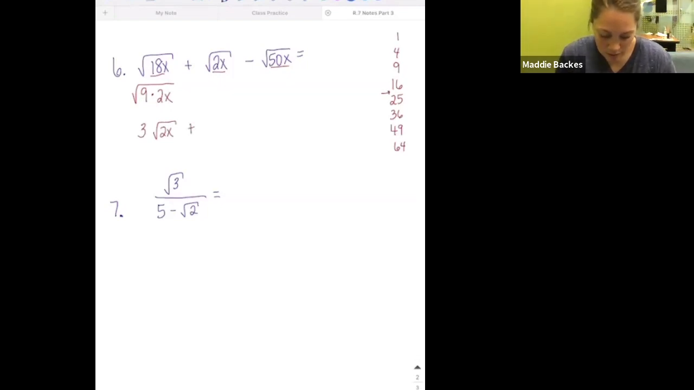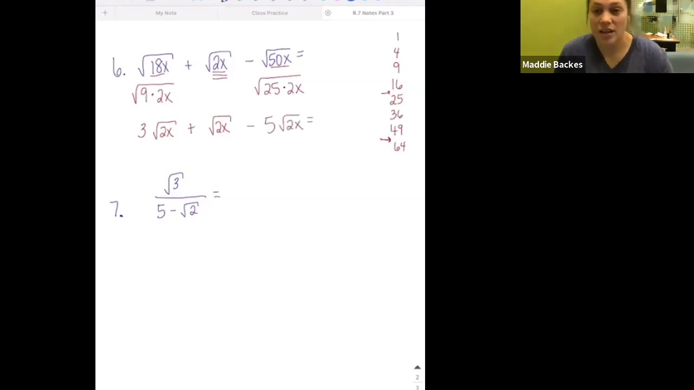Plus, this middle term already has just a 2x on the inside. We can't simplify it, so we'll just bring that down. And then our third term, the biggest perfect square that divides 50. 50 would fall here. Can't divide 49 into 50. Can't divide 36 into 50. But we can divide 25 into 50. So we're going to write this as 25 times 2x. Square root of 25 is 5.